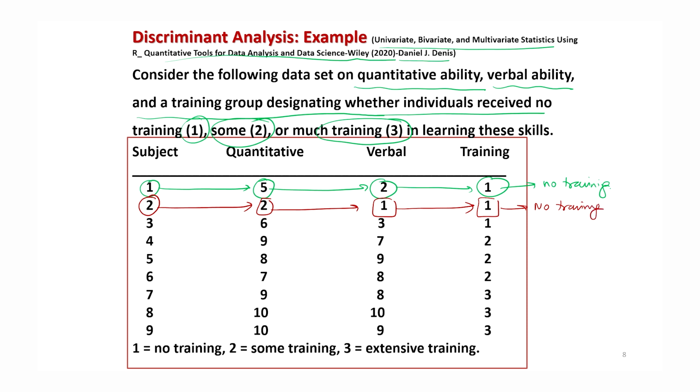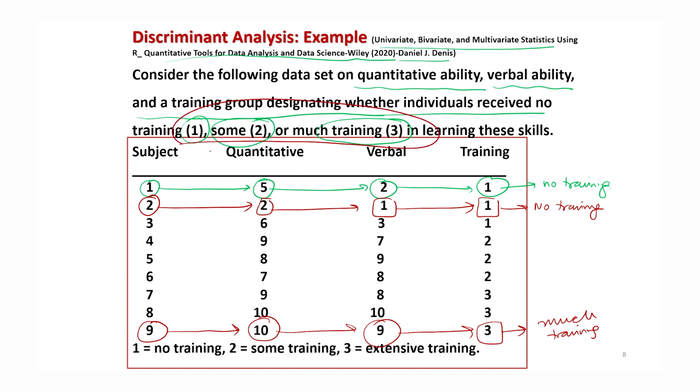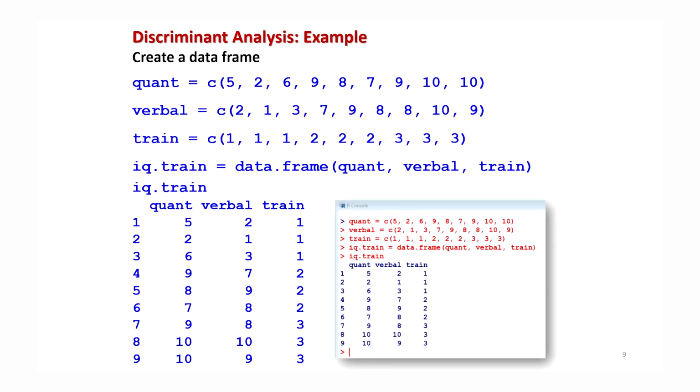And similarly, for the last value, this person has a score of 10 in quantitative and 9 in verbal, and has been classified into group number 3, which indicates much training, like here 1, 2 and here 3. So now we would like to conduct a linear discriminant analysis on this set of data.